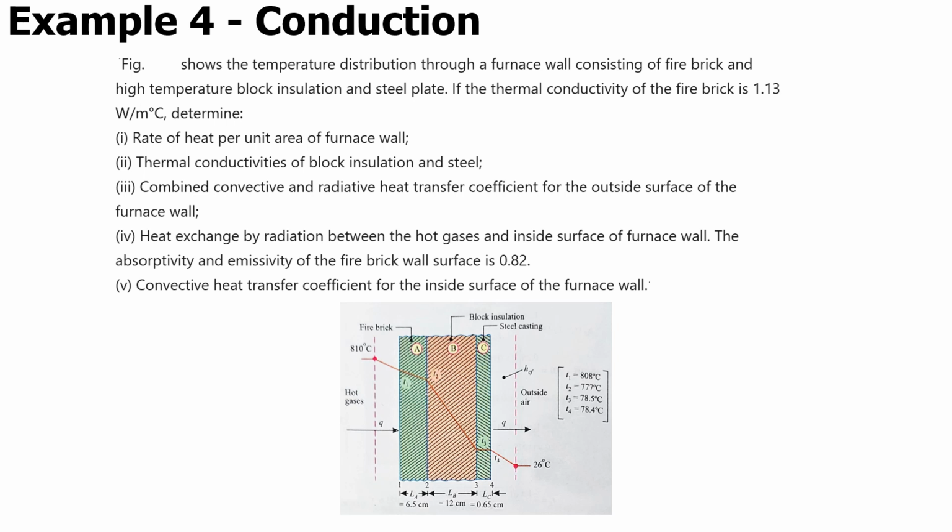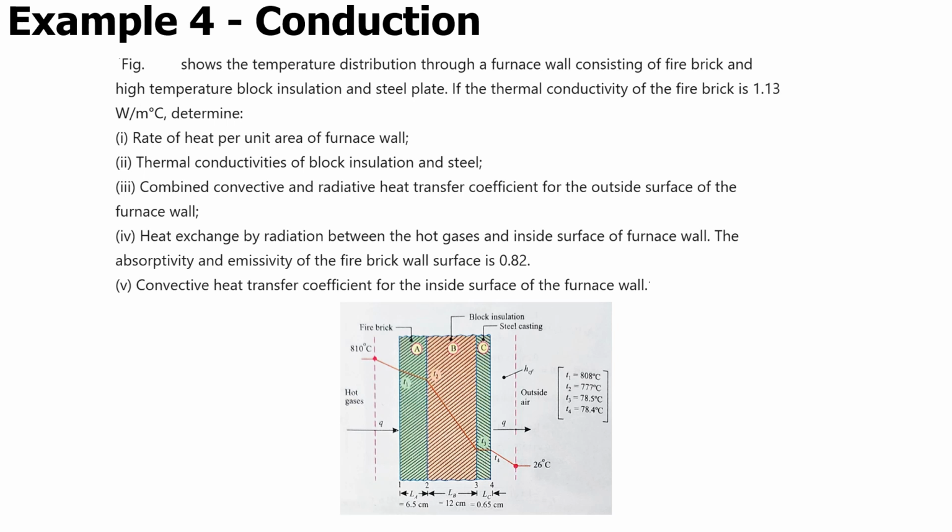This diagram illustrates a temperature distribution through a furnace wall composed of 3 layers: fire brick, high temperature block insulation, and a steel plate. We can see the hot gases at 810 degrees Celsius on the inside and outside air at 26 degrees Celsius. The temperatures at the interfaces are given as T1 808 degrees Celsius, T2 at 777 degrees Celsius, T3 at 78.5 degrees Celsius, and T4 at 78.4 degrees Celsius. The thicknesses of each layer are also indicated.